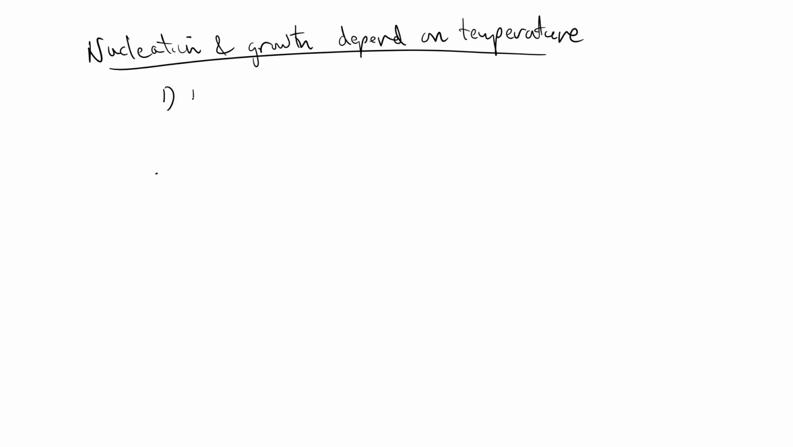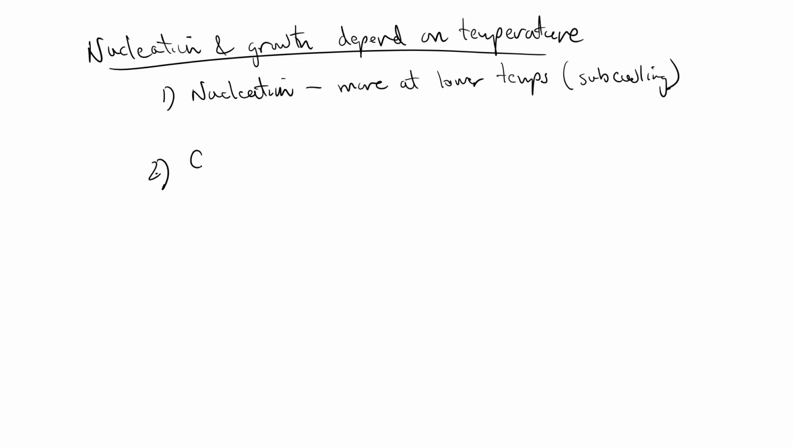So nucleation, this is more at lower temps. Okay, this is also known as subcooling. That is the driving force to change from one phase to another on, let's say, cooling or superheating. It's more the farther that you get away from the temperature. And growth, it's faster at higher temp.